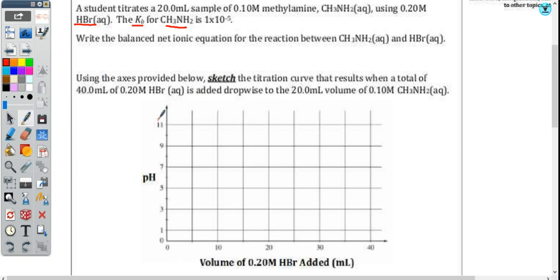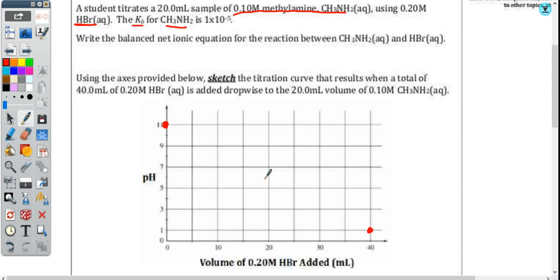One, come up with an initial pH. We're starting with methylamine, which is a weak base. So I'm just going to make sure that my initial pH falls in the basic range, greater than 7. It's a great start. I'm adding strong acid, HBr. So after I've added the 40 mL, I'm going to be very, very acidic.